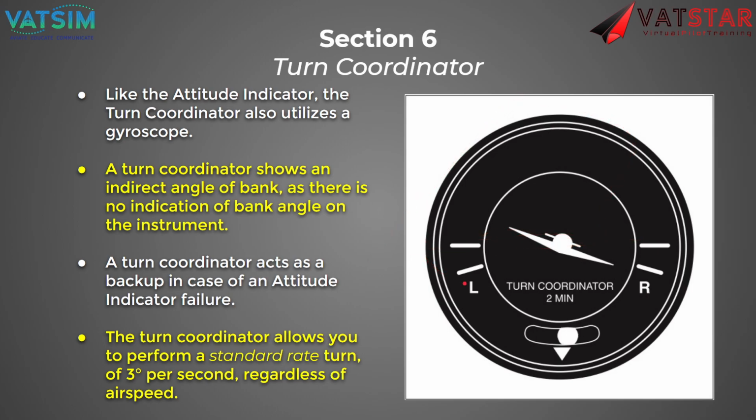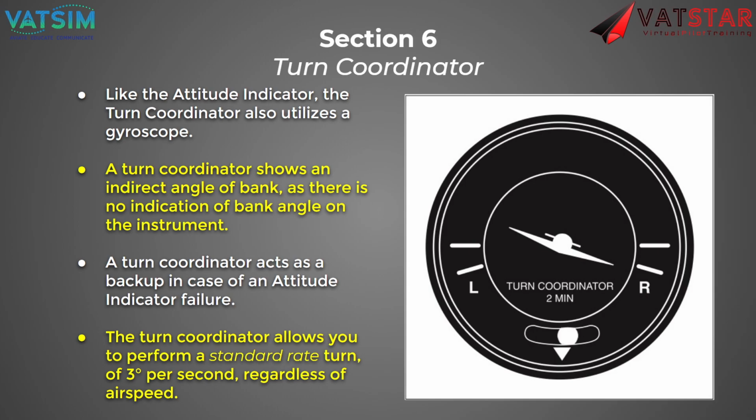Now you might be asking, well, how do we tell if we're pitching? Well, Sergio brought up that you can cross-check your instruments. So in the case where you lose your attitude indicator, you actually use your turn coordinator to tell if you're turning, and your vertical speed indicator and altimeter to tell if you're climbing or descending. But one important thing is a turn coordinator shows an indirect angle of bank. It doesn't tell you what bank angle you're at, like 10 degrees, 20 degrees. It just tells you whether you're banking left or right.